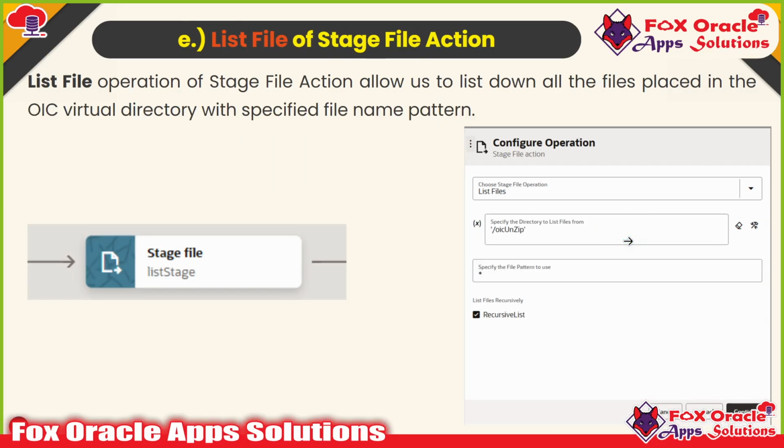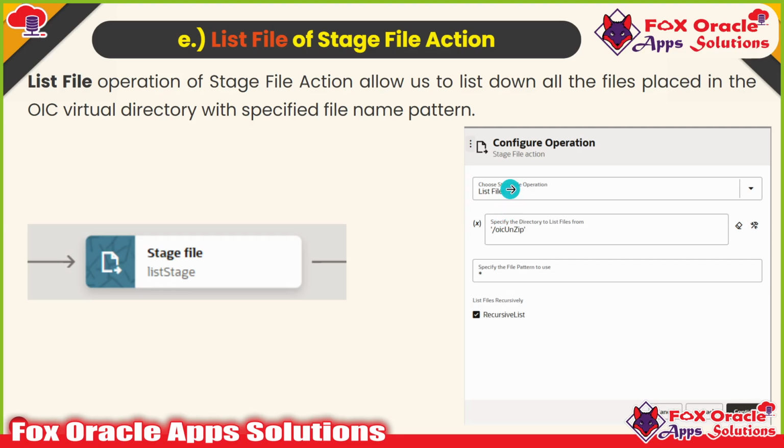Then we have the list file operation. It's clear from its name that it gives you the list of files available in a specific directory. Here I used the stage file list files operation, and we gave the directory from where we want to see which files are there. Just like the cd and ls commands in command mode, we use ls in Linux to list all the files and folders available in a directory. The same we have here, the list file operation in stage file.